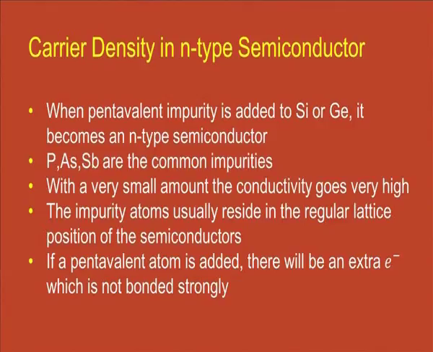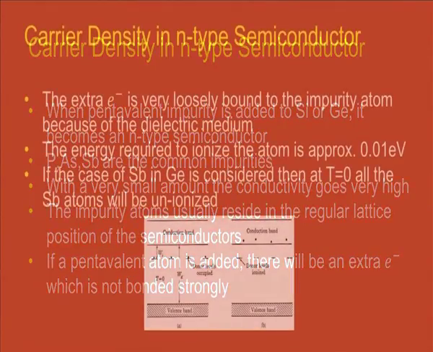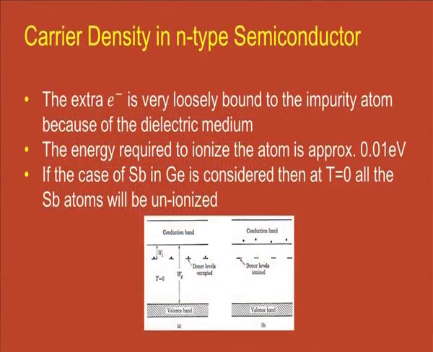So, the impurity atoms usually reside in the regular lattice position of the semiconductors. So, if a pentavalent atom is added, there will be an extra electron which is not bonded strongly to the parent atom. Now, this extra electron is very loosely bound to the impurity atom because of the dielectric medium, and the energy required to ionize the atom is approximately 0.01 electron volt.